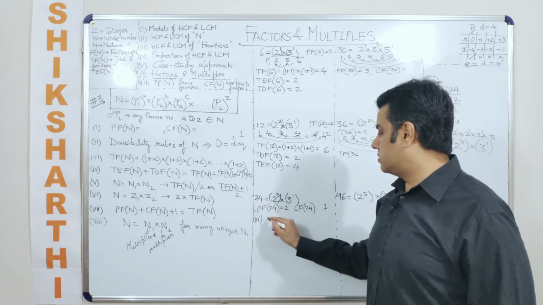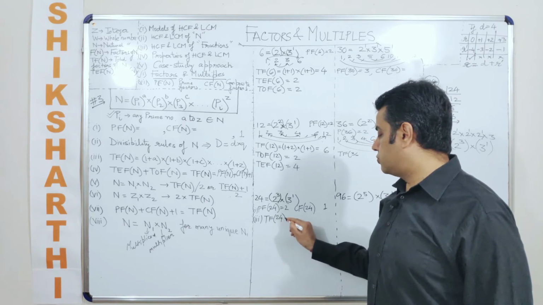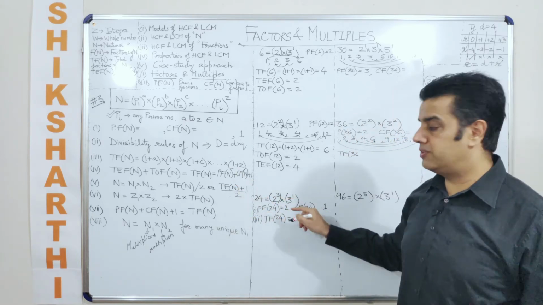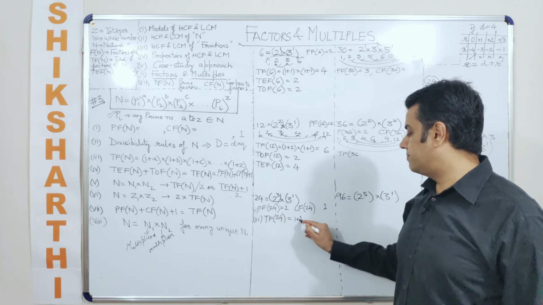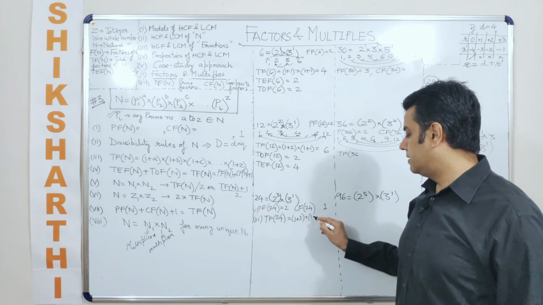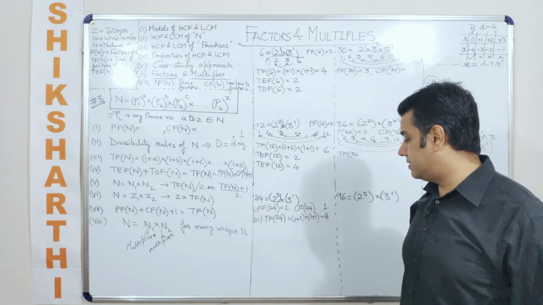Now point number 3 talks about the total number of factors of 24. So the total number of factors of 24 would be (1 plus a) times (1 plus b). What is the value of a here? 3. So we'll say 1 plus 3. What is the value of b here? The value of b here is 1. So can I say this number will in total have 8 factors?